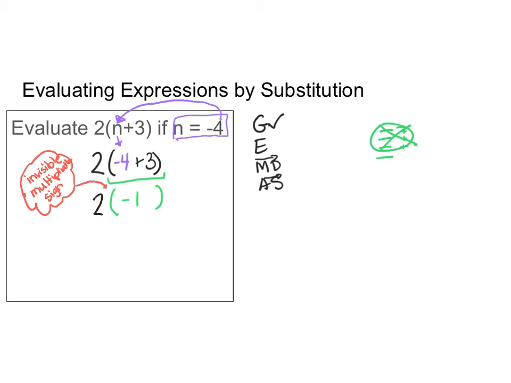Okay, so the parentheses means if there's a number right in front of it, it is to multiply. So then now I'm going to go ahead and multiply 2 times a -1, and that would give me -2. And -2 would be my final solution for that, or answer.